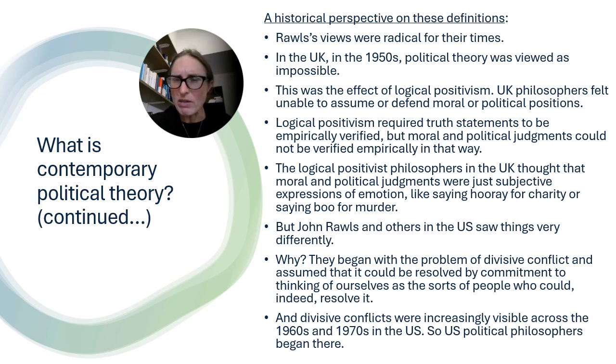They were doing something else to the logical positivists. So the logical positivist philosophers in the UK thought that moral and political judgments were just subjective expressions of emotion, like saying, hooray for charity, or boo for murder. And that left them really unable to say anything normative or prescriptive about what should be done, about how political institutions should be regulated. But John Rawls and others in the US saw things very differently.